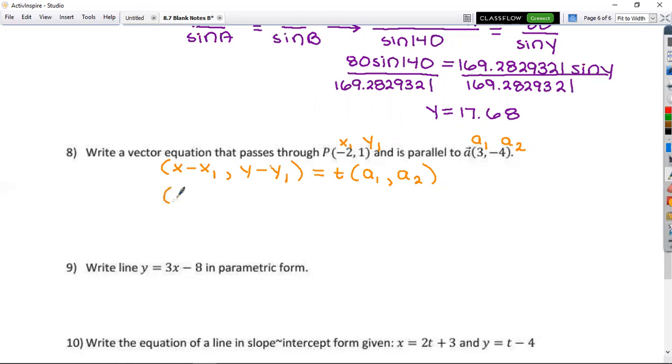So I'm going to have x plus 2, comma, y minus 1 equal to, I have t, which I'm going to leave as is, and then a sub 1 is 3, and a sub 2 is negative 4. That's it, done. So you didn't have to write the parametrics. That's when you distribute it. But that's it, that's done. And again, make sure you're typing in that order with a lowercase t. Just know that programs are really picky with things like that.